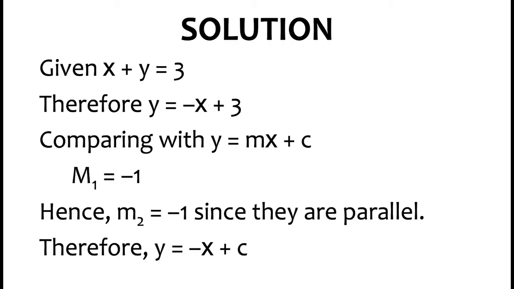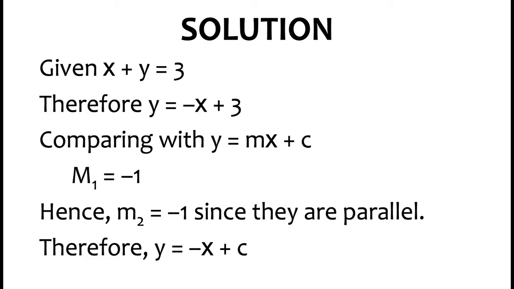Solution. Given our equation as x plus y equals 3, you make y the subject of the formula, and we arrive at y equals minus x plus 3. When you compare with the general equation of a line, y equals mx plus c, in this case my gradient is minus 1. Our m1 is minus 1. Hence, m2 will also be minus 1 because the lines are parallel, and if they are parallel, their gradients must be the same.